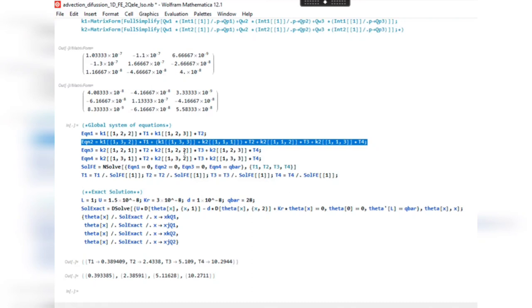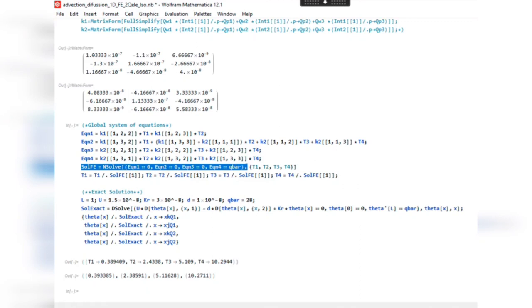So in this line, we solve this system of equations, right? And the global force vector is 4 by 1, where all the components of the force vector are zero except the last component, which is the natural boundary condition applied to the last node of the model. So that's why we have Q bar here. The last equation is equal to Q bar, and Q bar is just the value for the natural boundary condition.